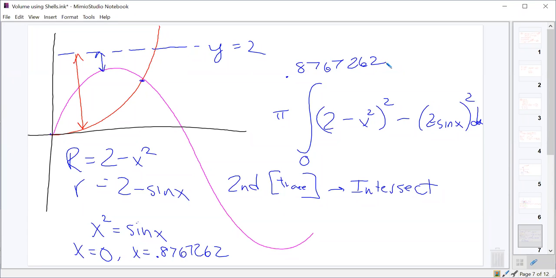Anybody get a value for the integral? Anybody? You can round to 3 decimals. Still typing it in.